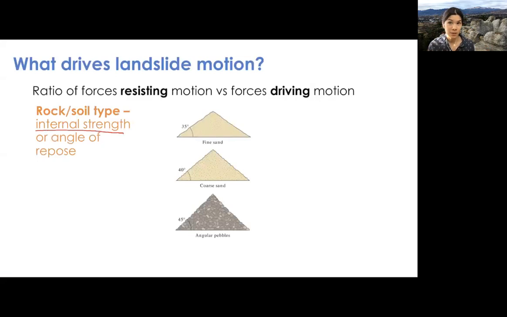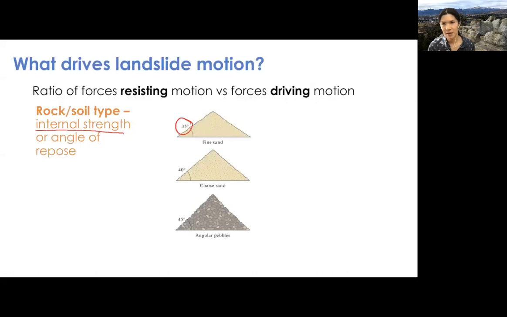If you've played with this at the beach, as you're building a sandcastle, dry sand doesn't really form a great sandcastle because it tends to fall apart into a pile that has about a 35-degree angle to it. This is the angle of internal strength of sand. If you add water to it, you add a little bit more cohesion, and it can stand at steeper angles. That, however, is an effect of the water, so that's not related to this internal strength. The internal strength is just the dry material.